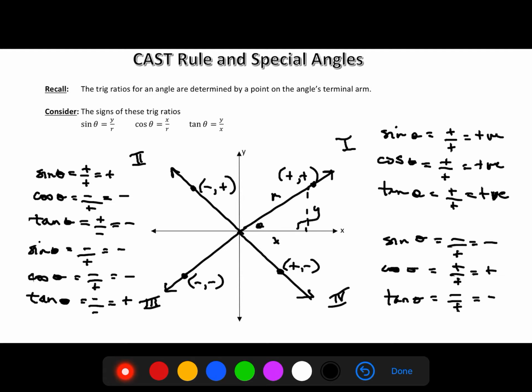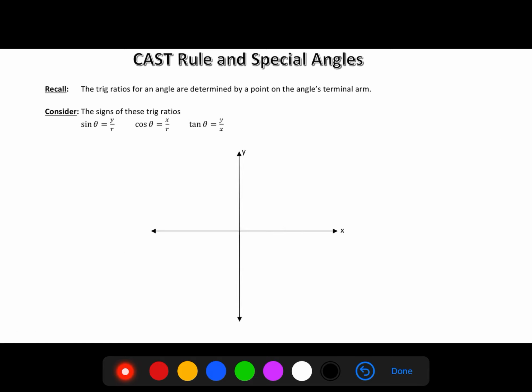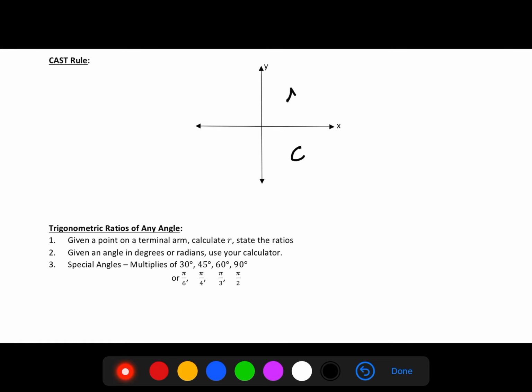Well, if we take a look at where ratios are positive, all are positive in quadrant 1, only sine is positive in quadrant 2, only tan is positive in quadrant 3, and only cosine is positive in quadrant 4. Well, if we take a look at CAST, that's what we call our CAST rule. And the CAST rule tells us what sign our ratios are going to be for each type of angle. Quadrant 1, 0 to 90, all are positive. Quadrant 2, 90 to 180, only sine is positive, and so forth. Okay, and this is going to help us differentiate in some situations, which we will take a look at.